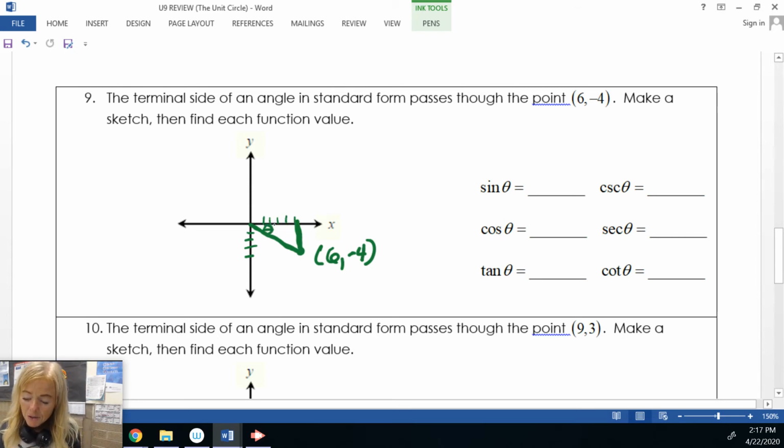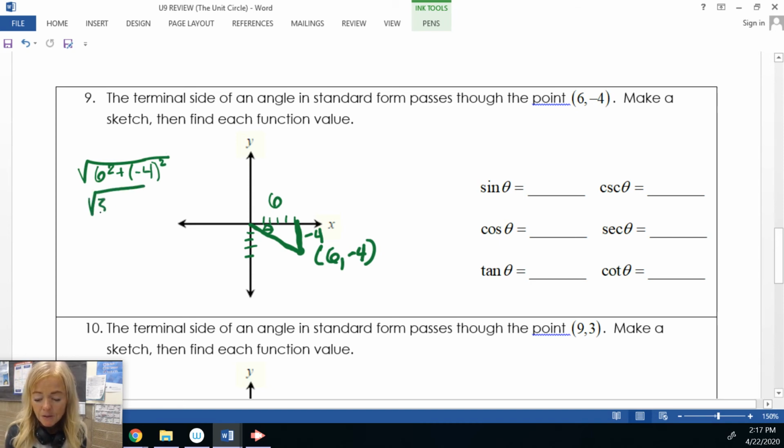Okay, so we have gone 6 over and 4 down, so negative 4. And those are our two sides. We need the third side, which is the hypotenuse. And to find the hypotenuse, we have to use Pythagorean's theorem. So we do square root of 6 squared plus negative 4 squared, which is square root of 36 plus 16. 36 plus 16 is 52, so square root of 52.